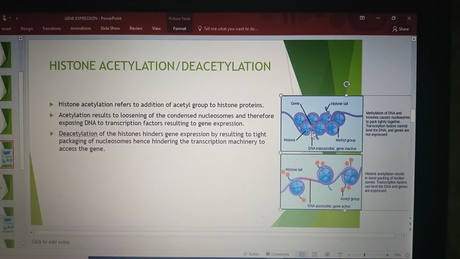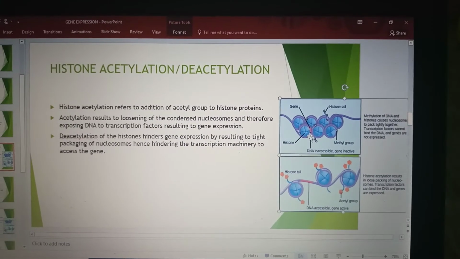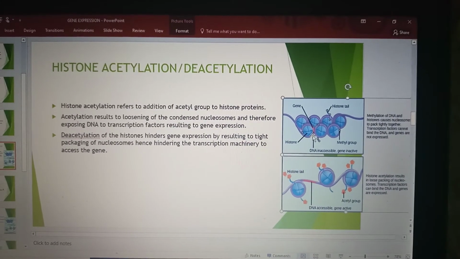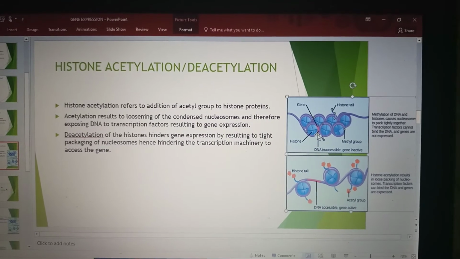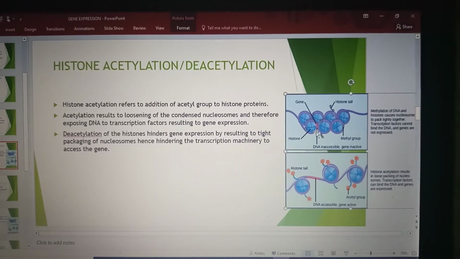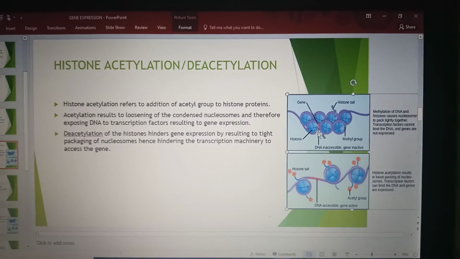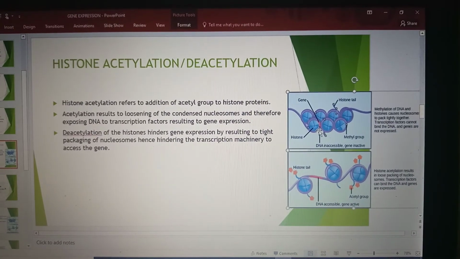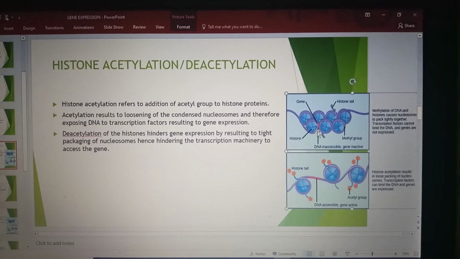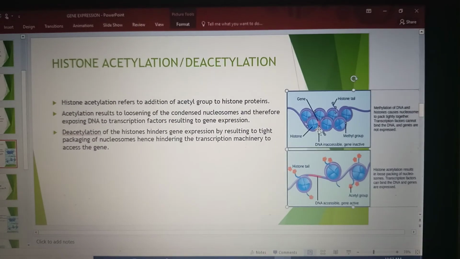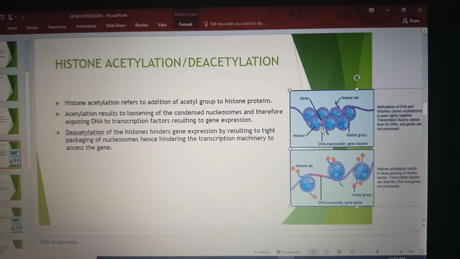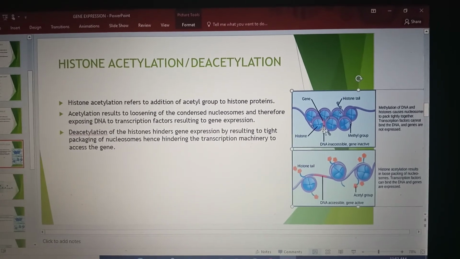So in a nutshell, acetylation enhances transcription, while deacetylation inhibits transcription from taking place. And these are some of the mechanisms which have been used to study epigenetics.